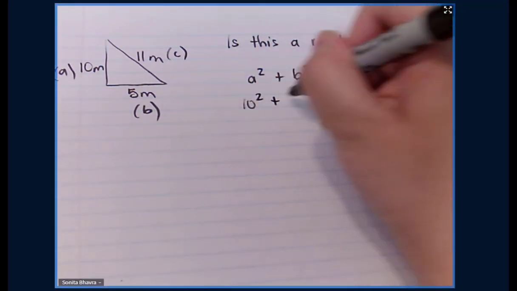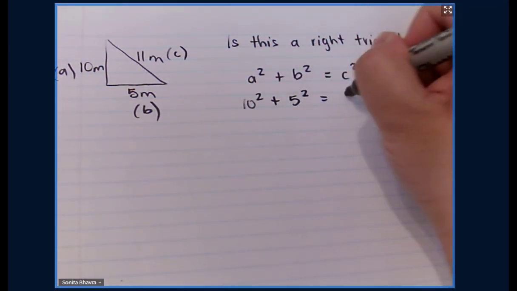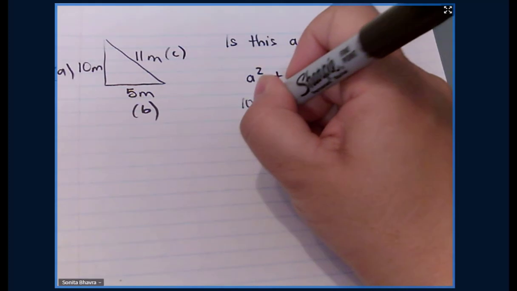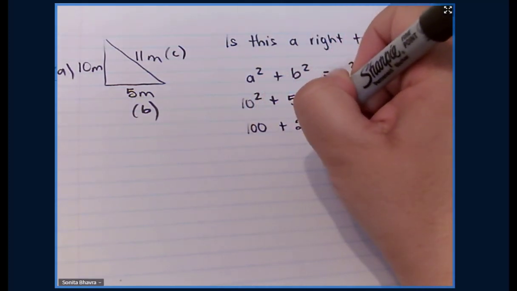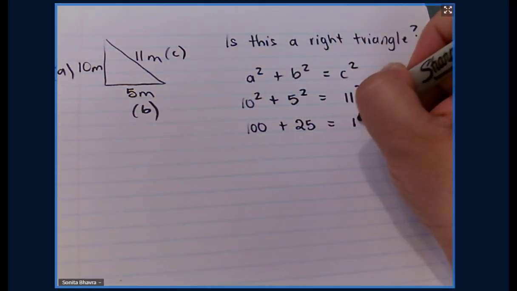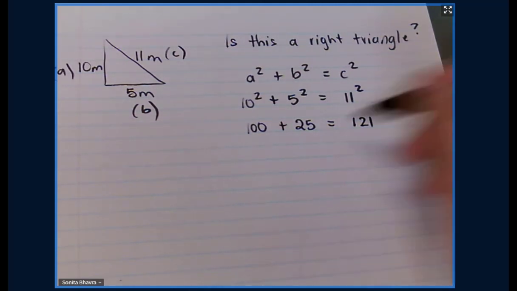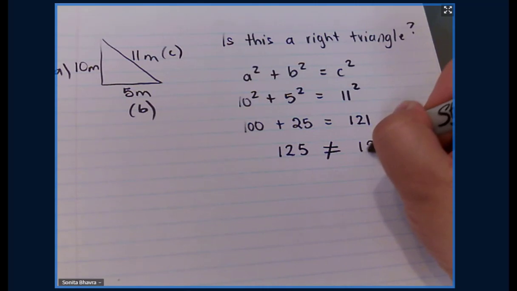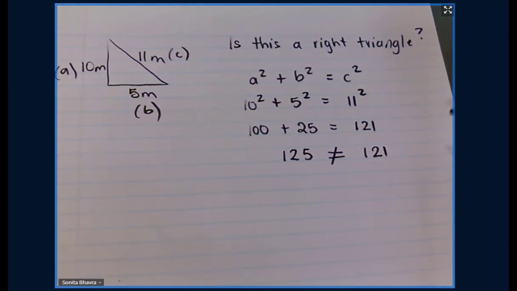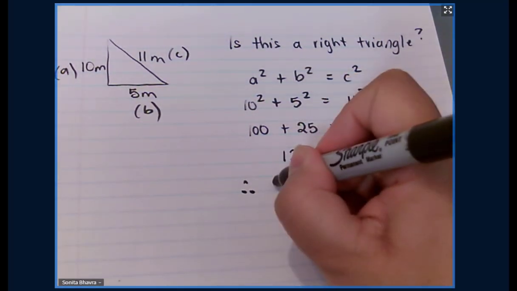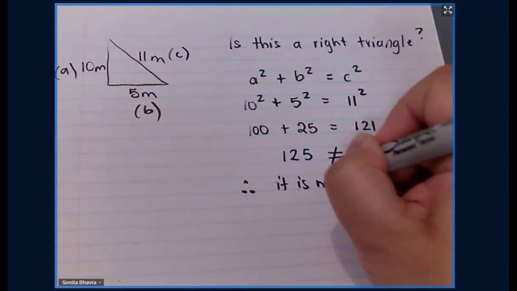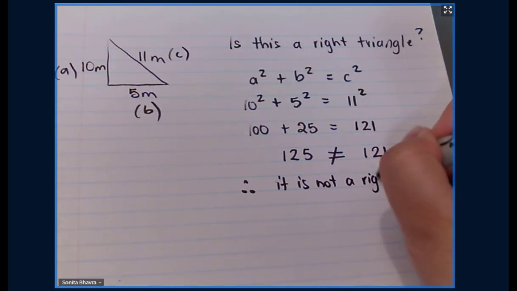So 10 squared plus 5 squared has to equal 11 squared for this to be a right triangle. And this gives us 100 plus 25 has to equal 121. And this is not true. 100 plus 25 gives us 125. It is not equal to 121. All right, so therefore, it is not a right triangle.